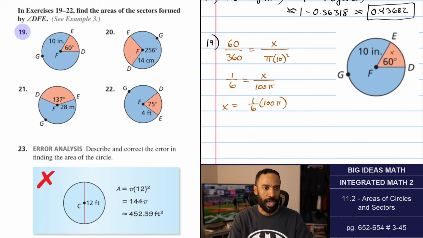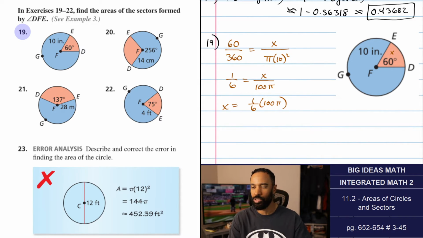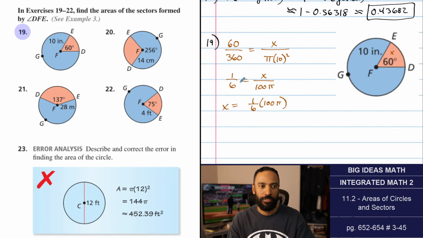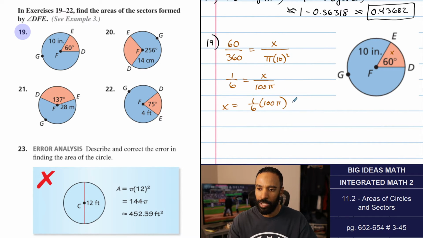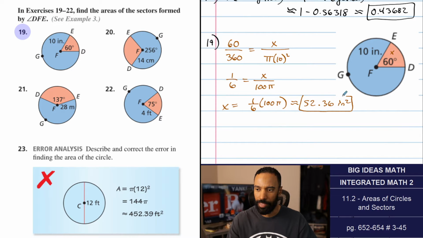But, of course, they're going to have us use calculator stuff. So 50 pi over 3 rounds to 52.359, or 52.36 square inches. That's the area of that one sector.